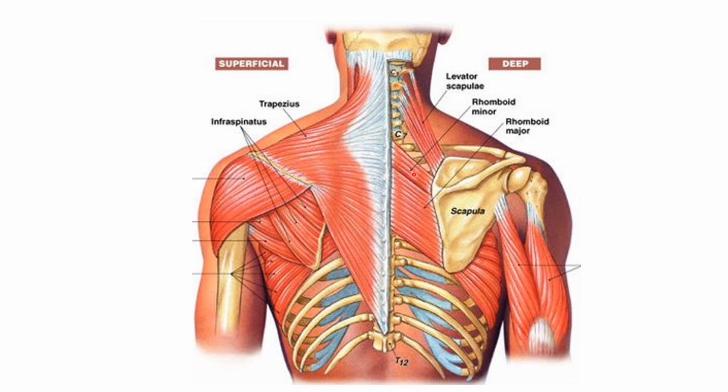So rhomboideus minor and rhomboideus major are retractors of the scapula. These two produce retraction of scapula, and levator scapulae produces elevation of scapula and steadies the scapula during any movements in the arm and in the scapular region. So these are the origin, insertion, nerve supply and action of these three muscles.